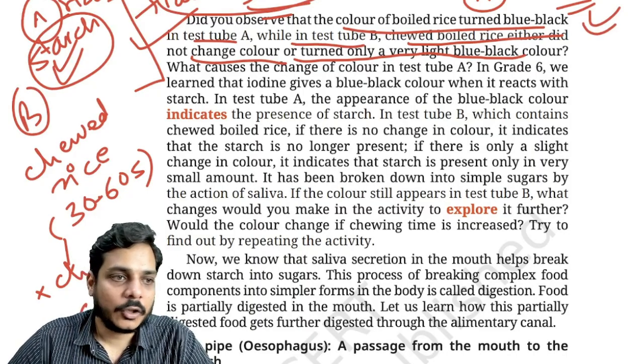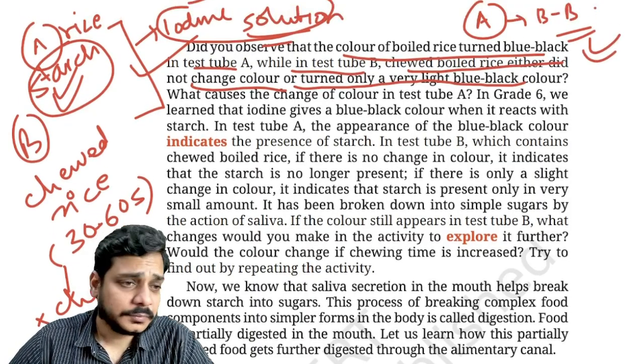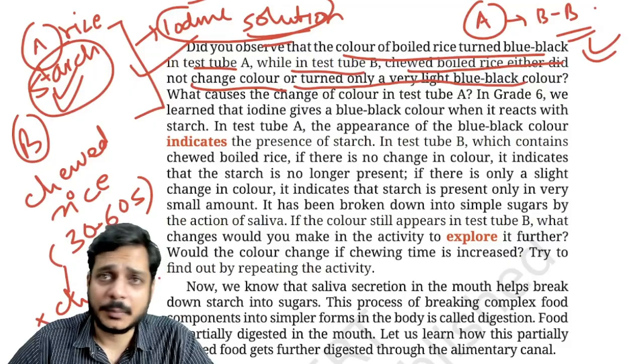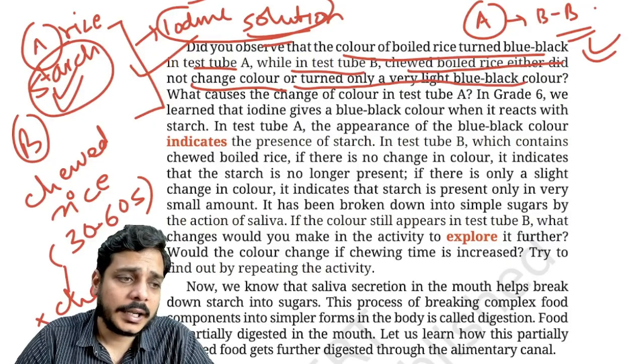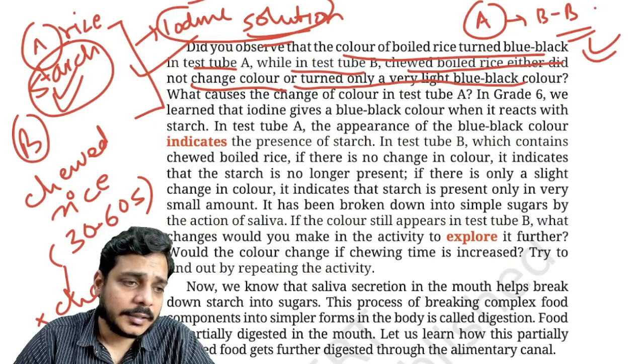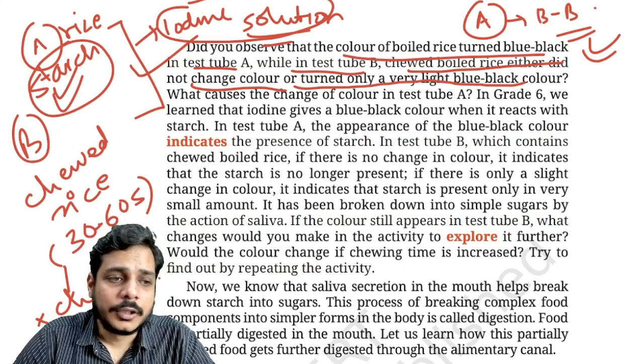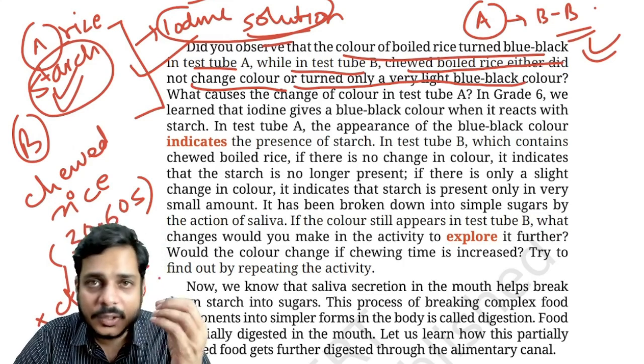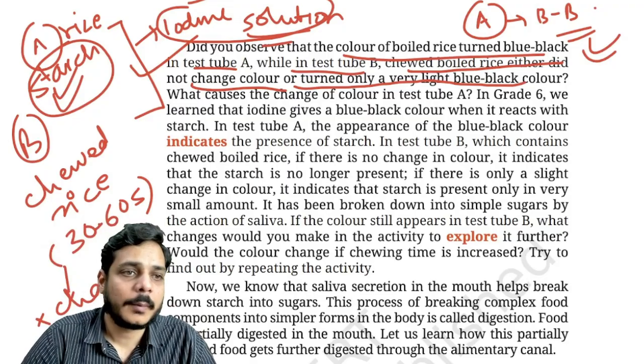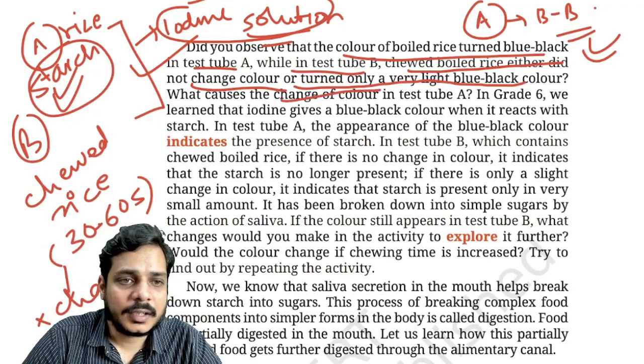But if we talk about the chewed rice, that means boiled rice plus saliva, what does this lead to? It leads to no change in color. That means starch has already gone. So there is a change of color only in test tube A.